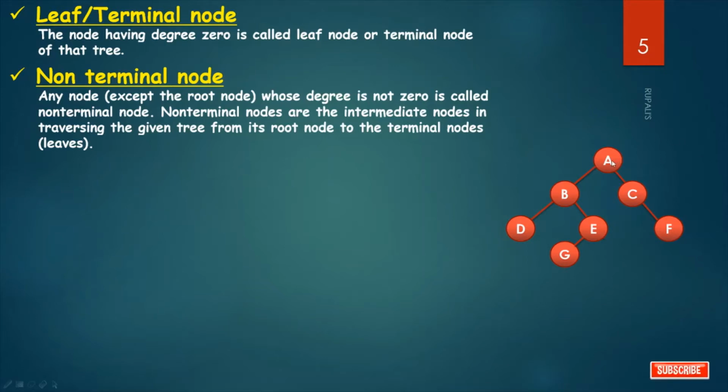A is root and D, G, F are terminal nodes. So, the non-terminal nodes are B, C and E.